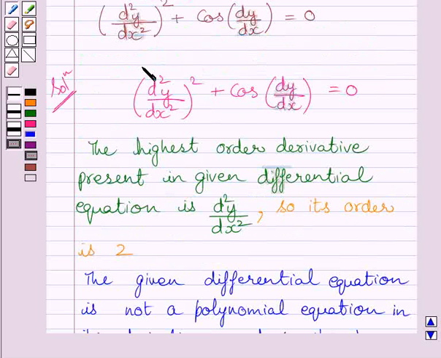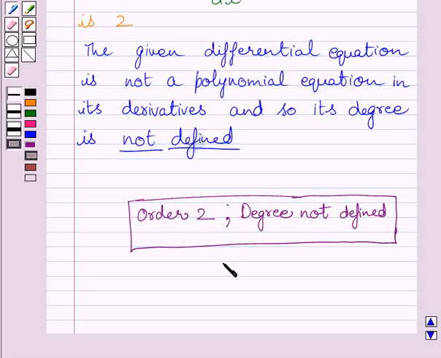So we get order of this differential equation is 2 and degree of this differential equation is not defined. So this is our required answer.